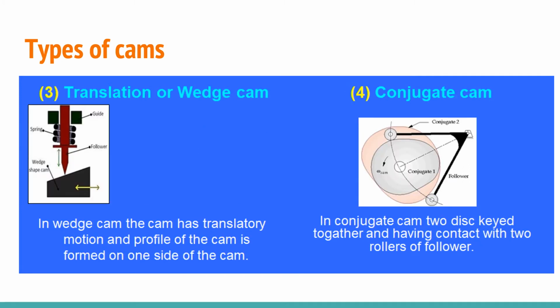The next are the translation or wedge cam and the conjugate cam. The wedge cam has a translatory motion and the profile of the cam is formed on one side of the cam. The next is the conjugate cam. From the picture itself, we can understand that the conjugate cam has two discs keyed together and in contact with two different rollers of followers. We will see the types of followers later in the video.